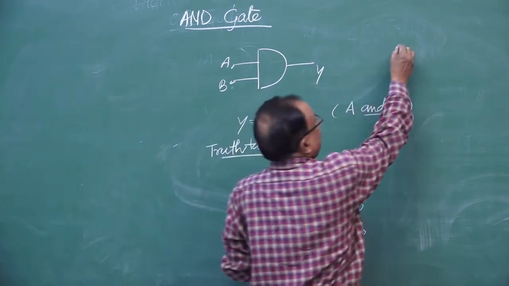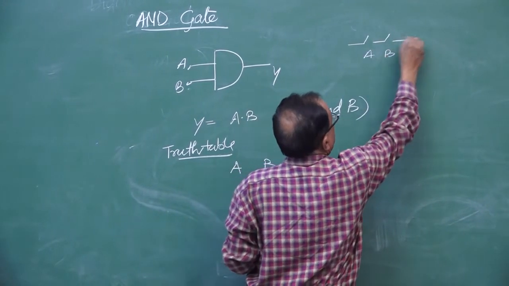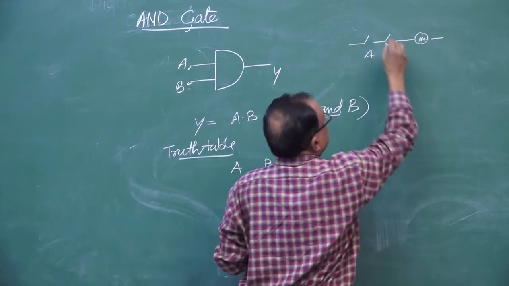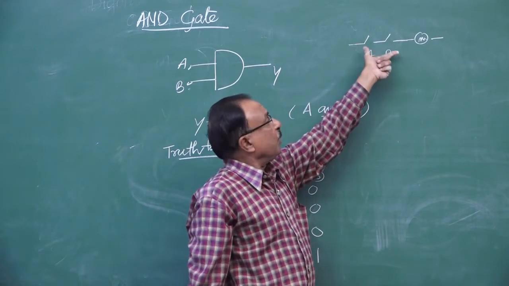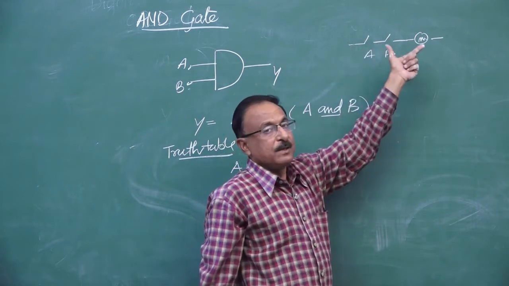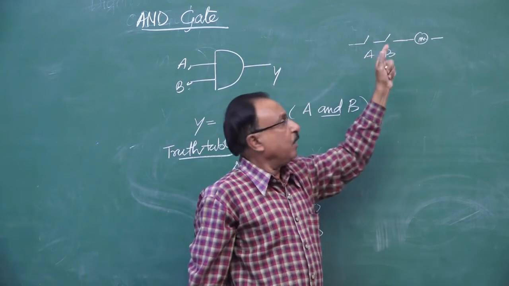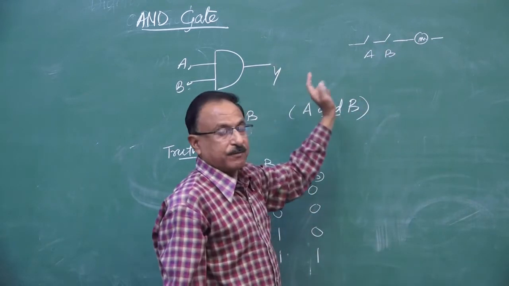It is just like when you connect two keys in series, A and B, to a bulb. This bulb will glow when both of them, A and B switches, are on. Then the bulb will be on. Otherwise it will be off. If either of them is off, the bulb is off. It works in a similar way.